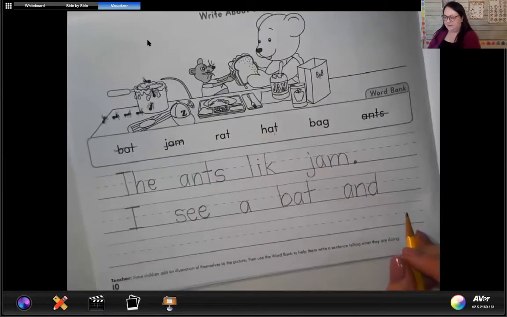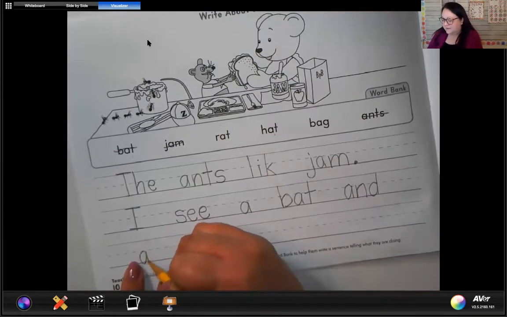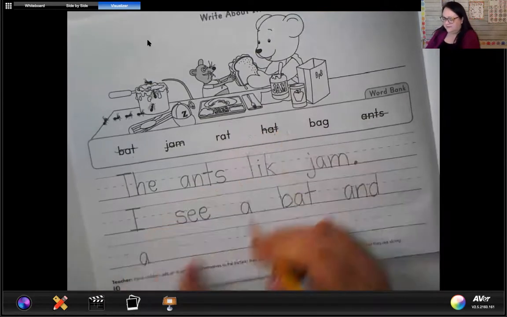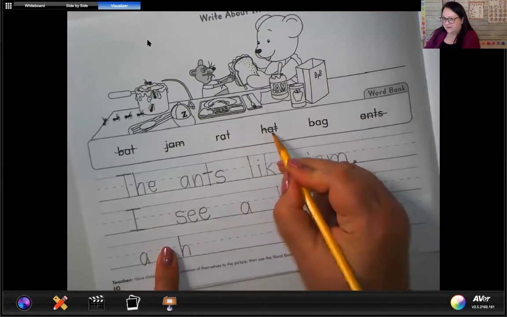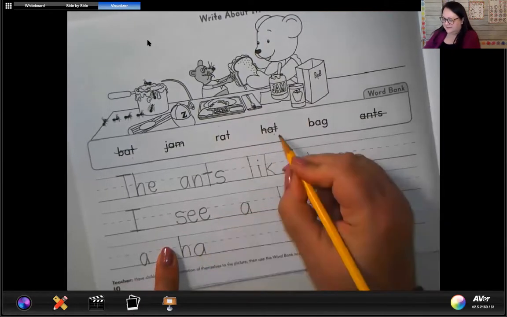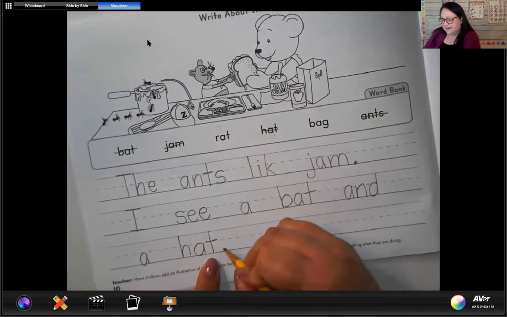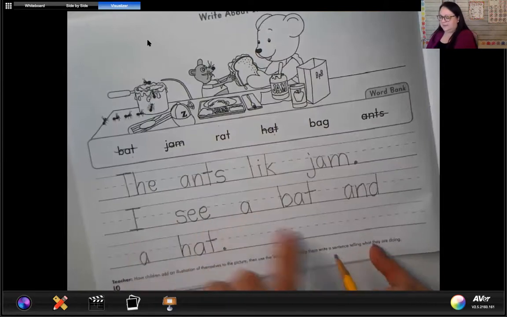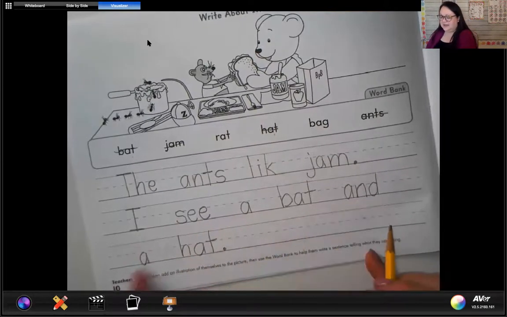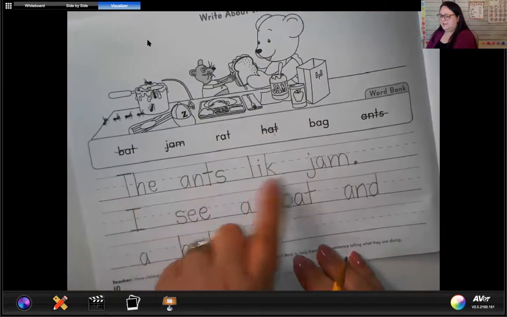But first, before I do that, let's read what I wrote. I see a bat and a hat. Finger space between my words. H, A, T. Now, what do I need at the end of my sentence? A period. I see a bat and a hat. The ants like jam.